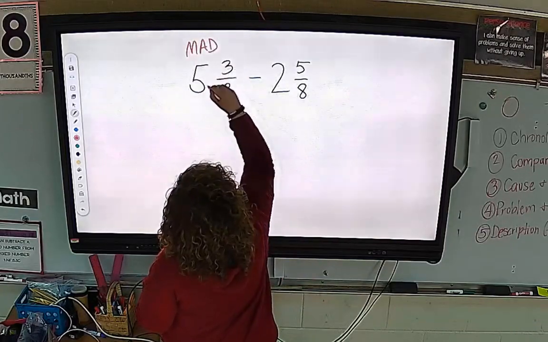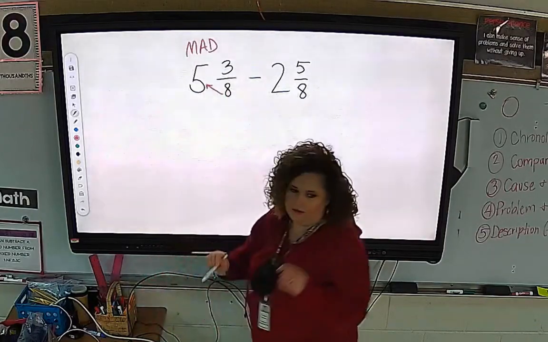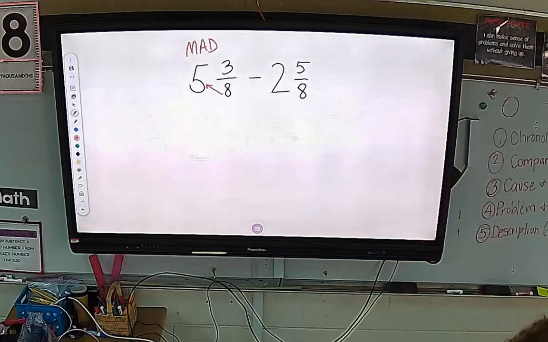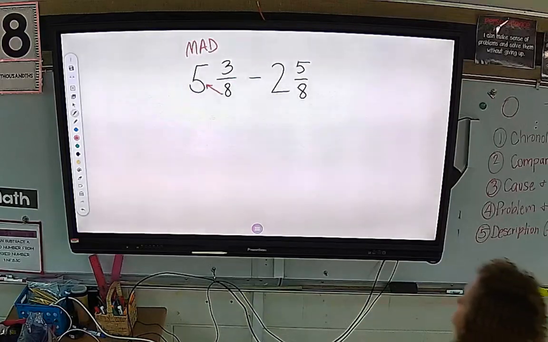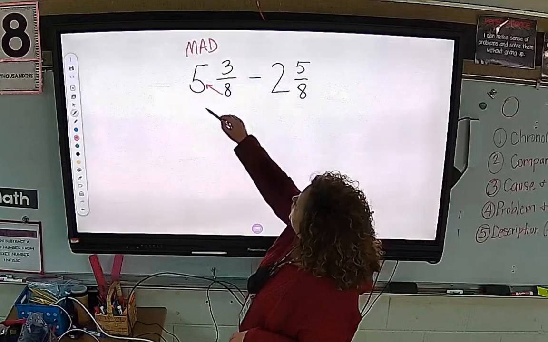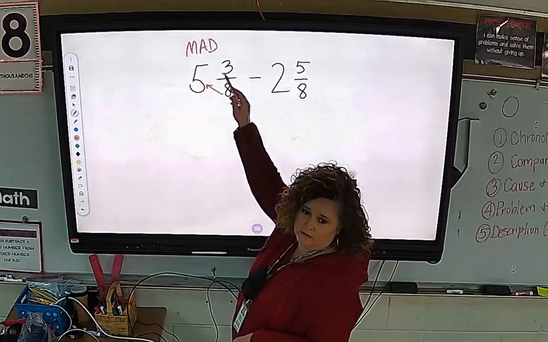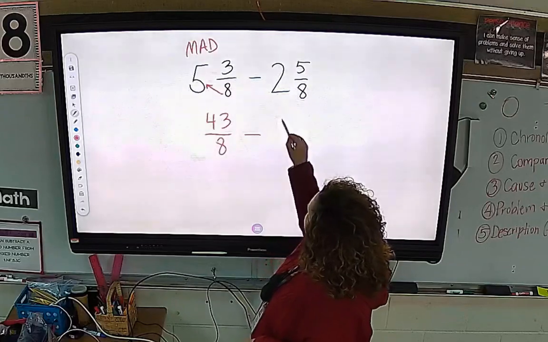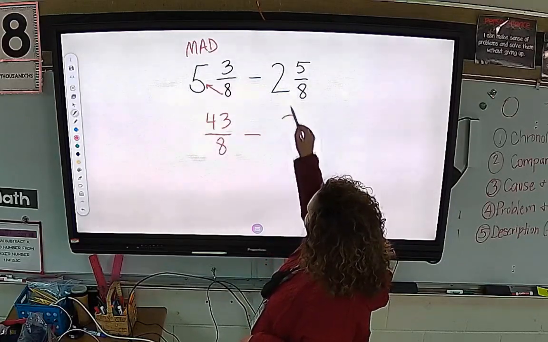We're going to multiply right here, and then we're going to add 3 to that. So what is our new fraction when that becomes a mixed number? Brandon, what does that turn into? The 5 would turn into a 40. Uh-huh. Plus 3 would be 43. Good. 43/8.